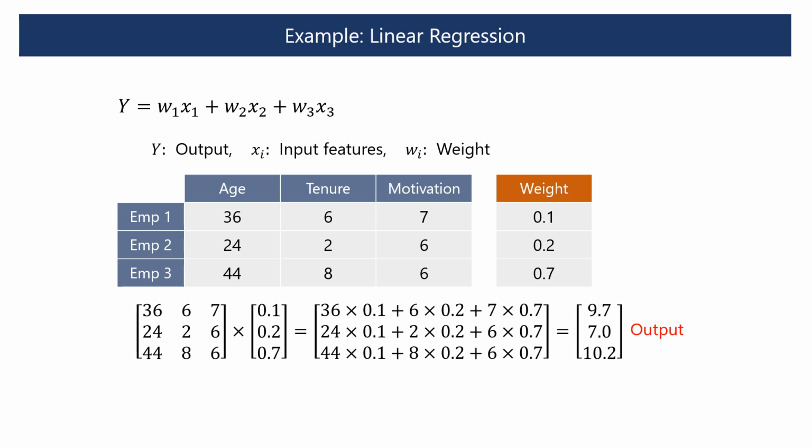The prediction is then computed as a matrix-vector product, a compact and computationally efficient operation. So, if we want to predict each employee's performance using these input features and weights, the linear regression model can be represented as this matrix-vector product. In essence, by using vectors and matrices to represent data, we can perform efficient computations on our data using the principles of linear algebra.